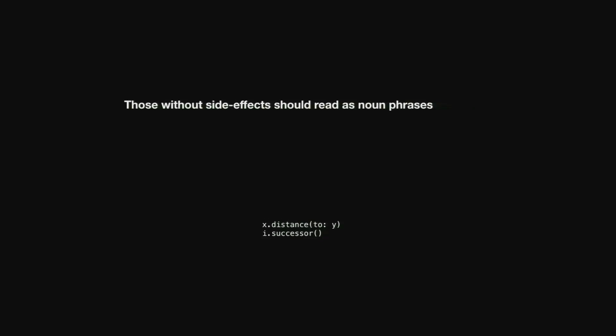Those without side effects are going to read as a noun phrase. So you say, x, calculate the distance to, or number, give me your successor. That is something without a side effect. It doesn't change x, it doesn't change i. And things that do have side effects should be read as a verb phrase. So sorting in place becomes sort because I am changing this array. I'm appending to this array.